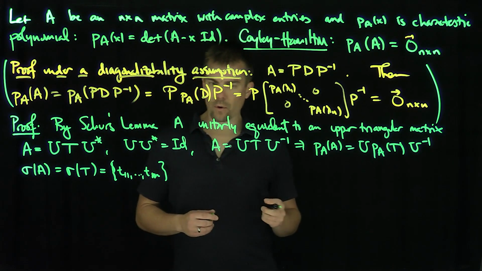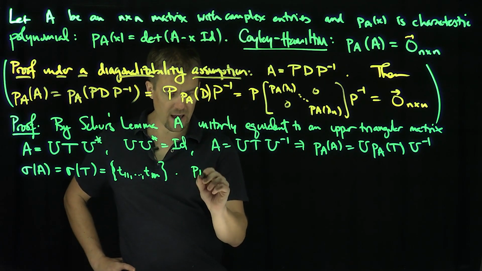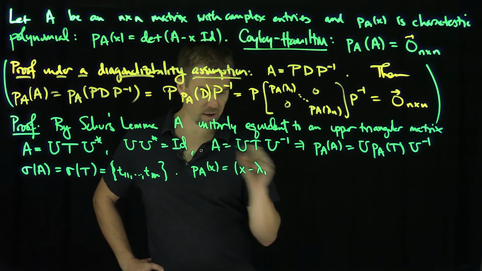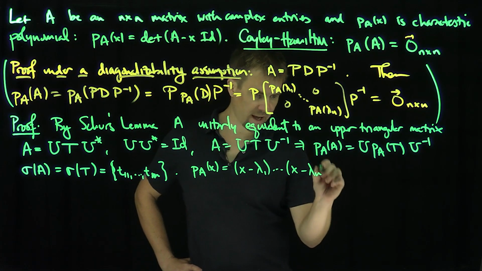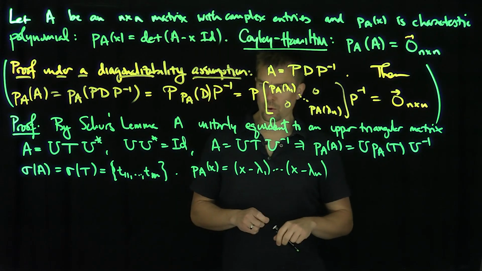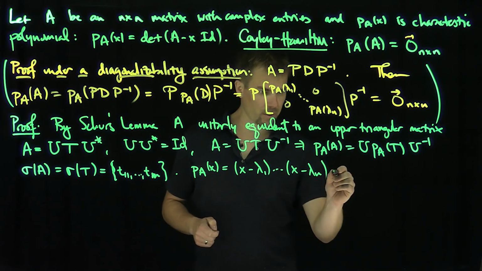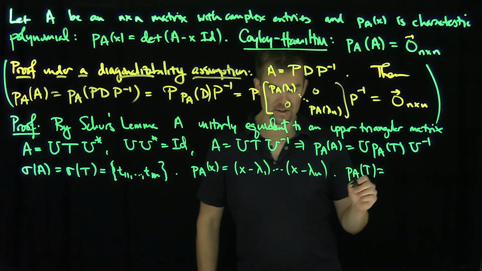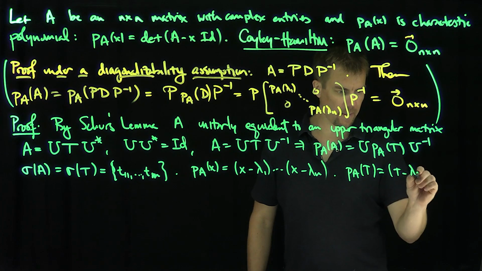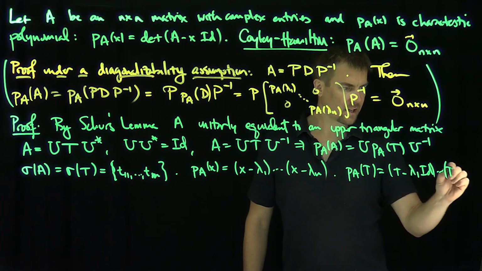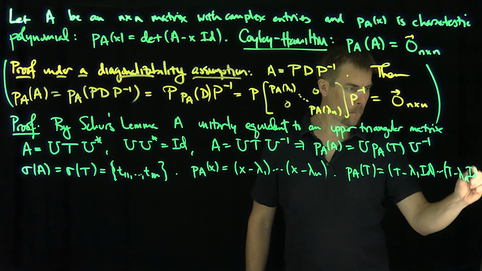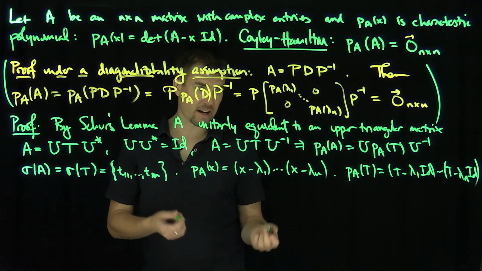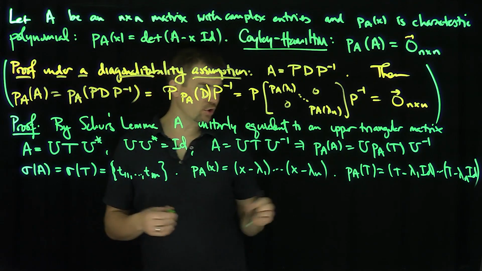Excellent. Now let's factor. What does P_A really look like? P_A(x) looks like, up to sign, (x minus lambda 1) through (x minus lambda n). Using the argument over here, P_A of T is going to be (T minus lambda 1 identity) through (T minus lambda n identity). There may be some repeats in here. In general, there will be repeats for an arbitrary matrix, since I could have repeated eigenvalues, but the Schur lemma is true in general.